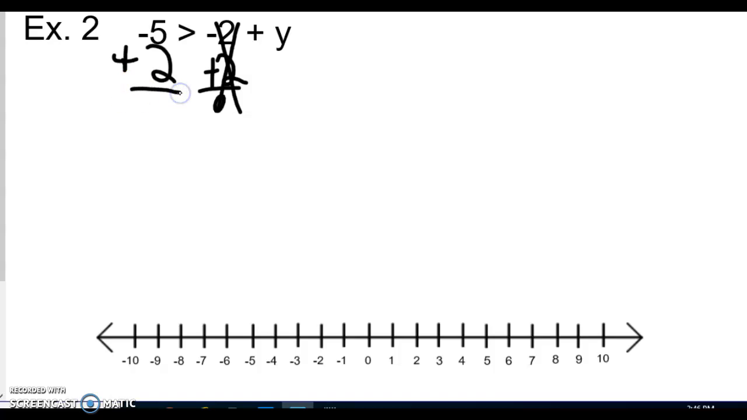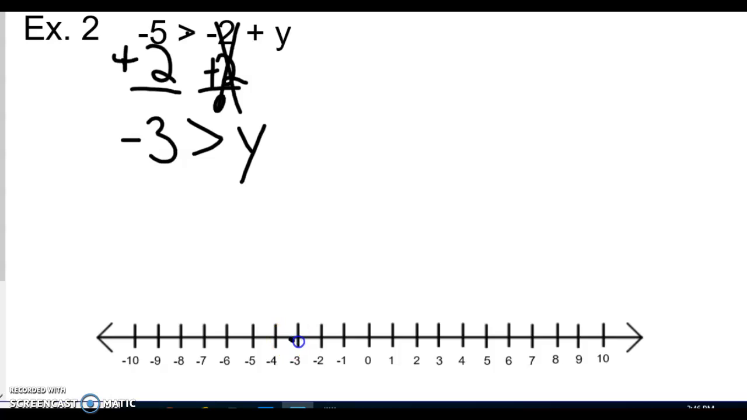On the left side, if you're down 5 and you come up 2, now you're only at negative 3. Or you can remember same signs add and keep, different signs subtract. So here we have a negative plus a positive, so we subtract. And we use the sign of the larger number, or the one with the larger absolute value. So it's negative 3. Our inequality sign stays the same. So negative 3 is greater than y.